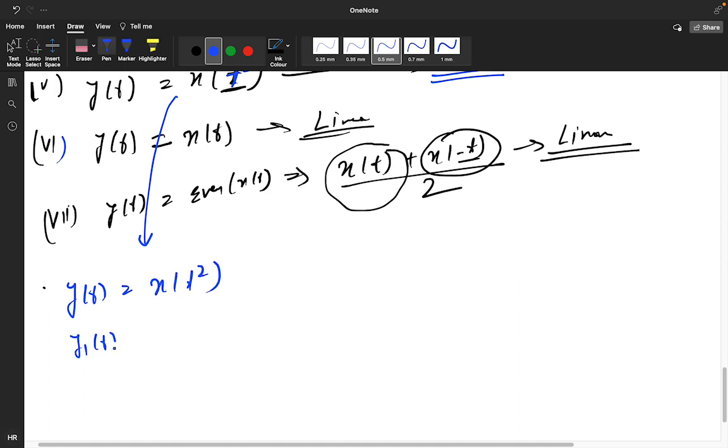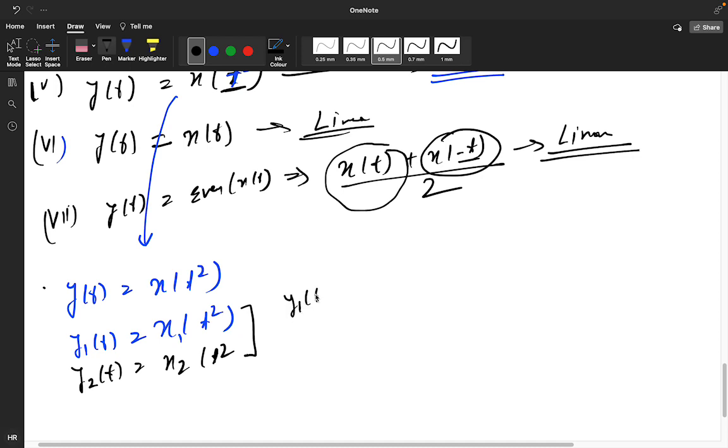So y1 of t will be x1 of t square only. Right? And y2 of t will be x2 of t square. When you add these things, y1 of t plus y2 of t, what will you get? x1 of t square plus x2 of t square, right?